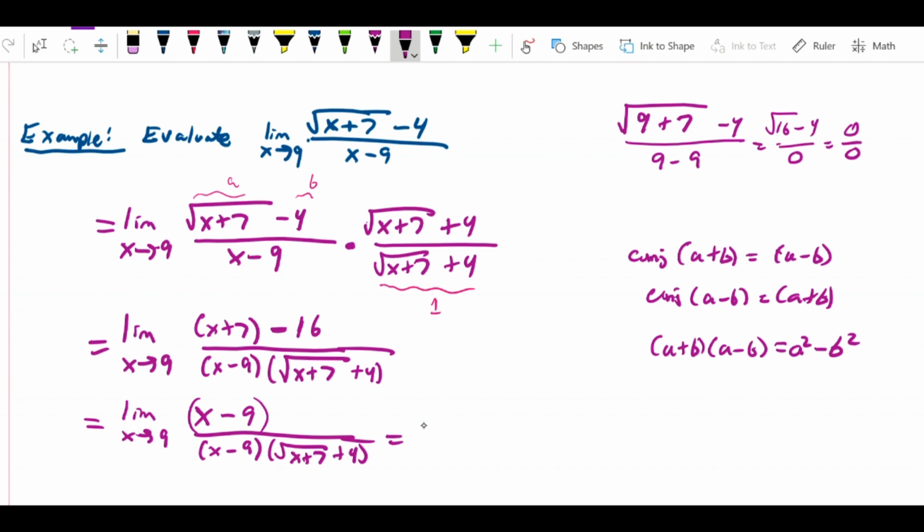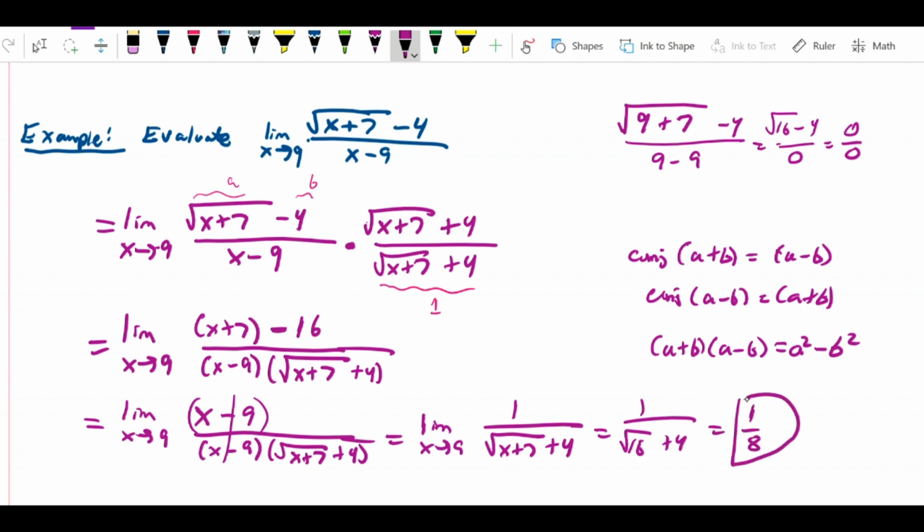So we can cross this out, cancel, and this becomes the limit as x approaches 9 of 1 over the square root of x plus 7 plus 4. That equals 1 over the square root of 16 plus 4, which is 1 over 8. And that's the limit.